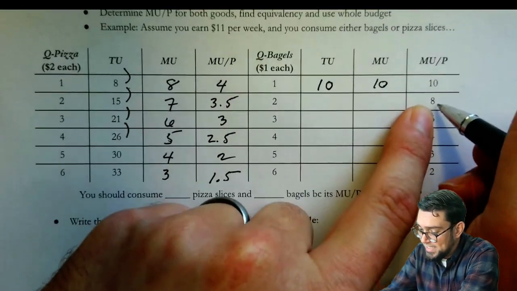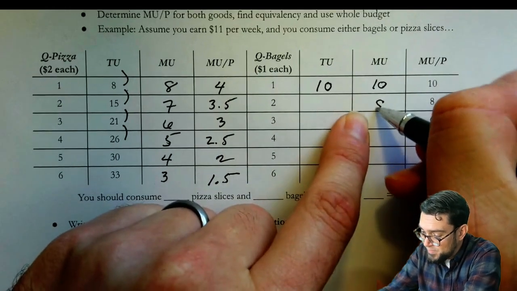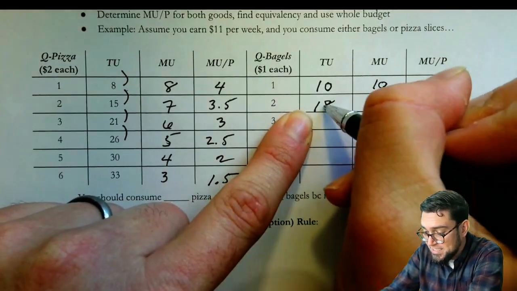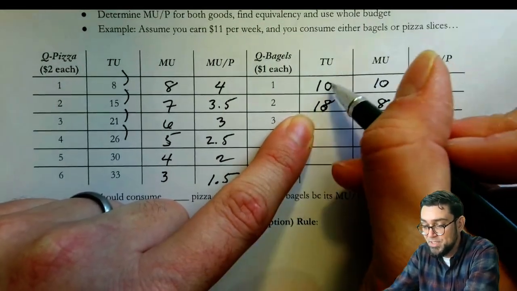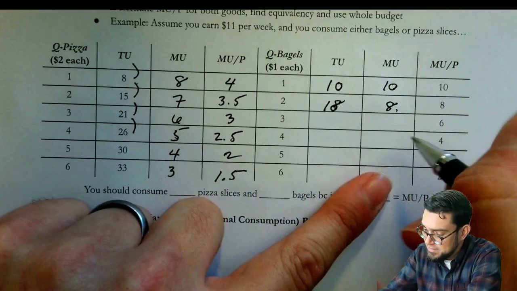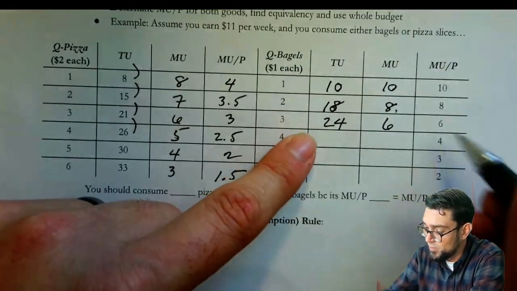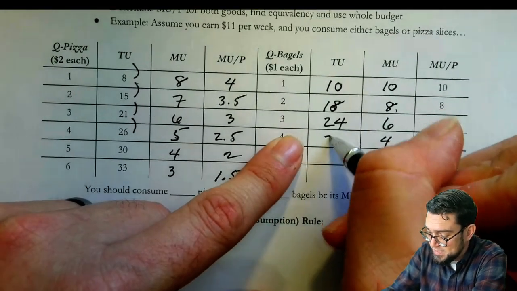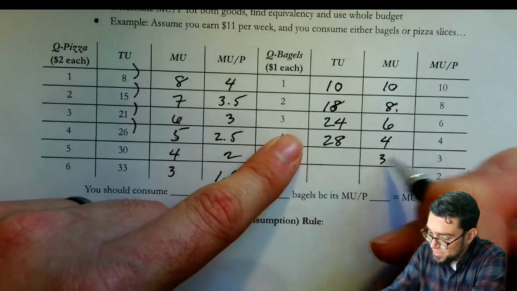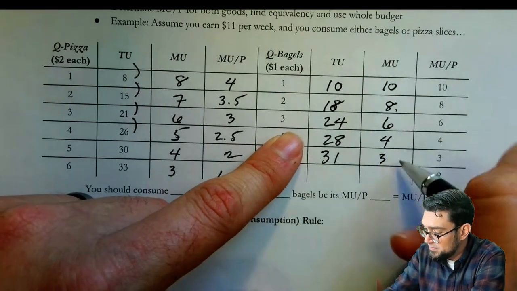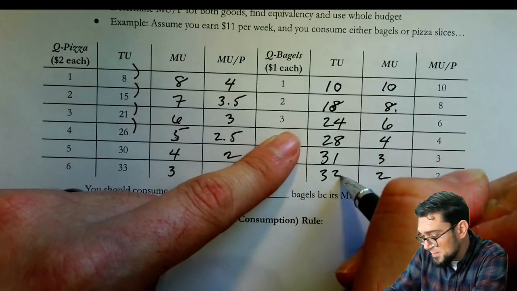Now, the bagels were 8 over 1, so 8 from this one, so that one has to be 18. And again, I'm knowing that because 10 to 18 had to give me 8. 6, 24, right? 18 plus 6 is 24. Then 4, so this one has to be 28. 3, this one has to be 31. This one has to be 2, 33.